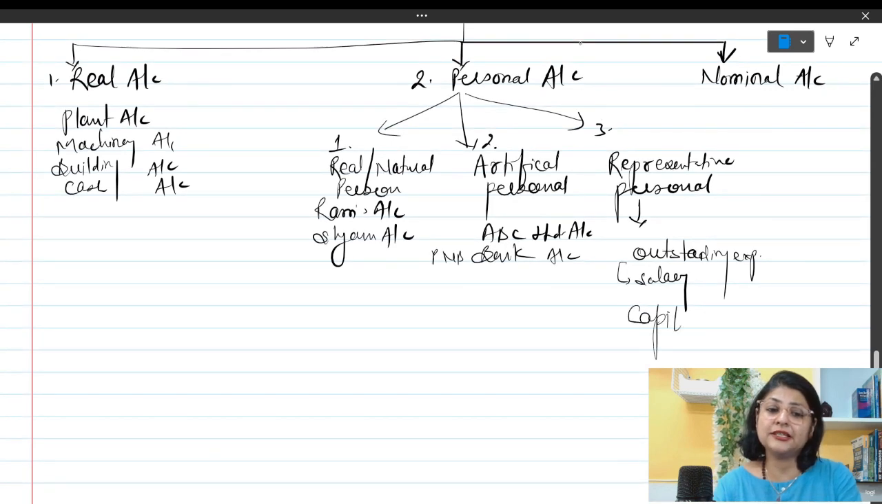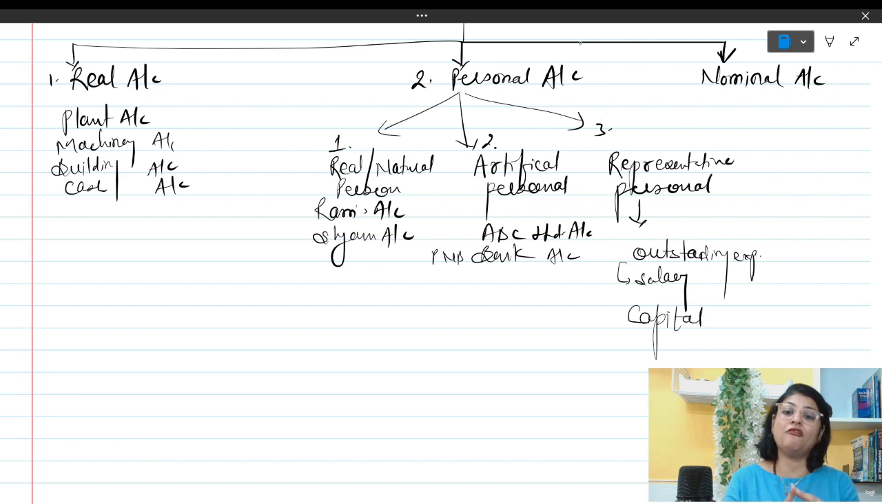Capital account, what is capital? In reality, capital is the representative of the owner. The proprietor's account is known as a representative personal account.